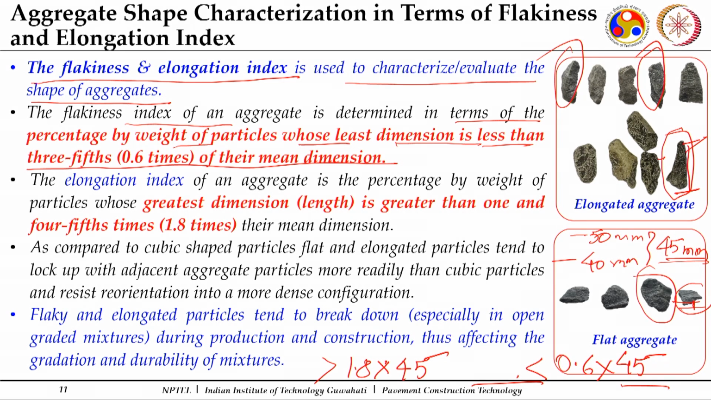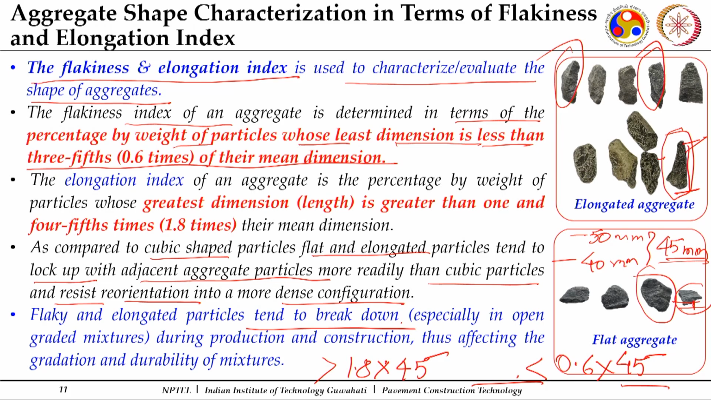So, it says, as compared to cubic shape aggregates, flat and elongated particles tend to lock up with adjacent aggregate particles because they lie flat on the surfaces more readily than cubical particles and resist reorientation. This is important. When the compactive effort is applied through rollers, they should reorient and get densely packed. So, they resist this reorientation to form a dense configuration. That is why elongated and flaky particles are not preferred.